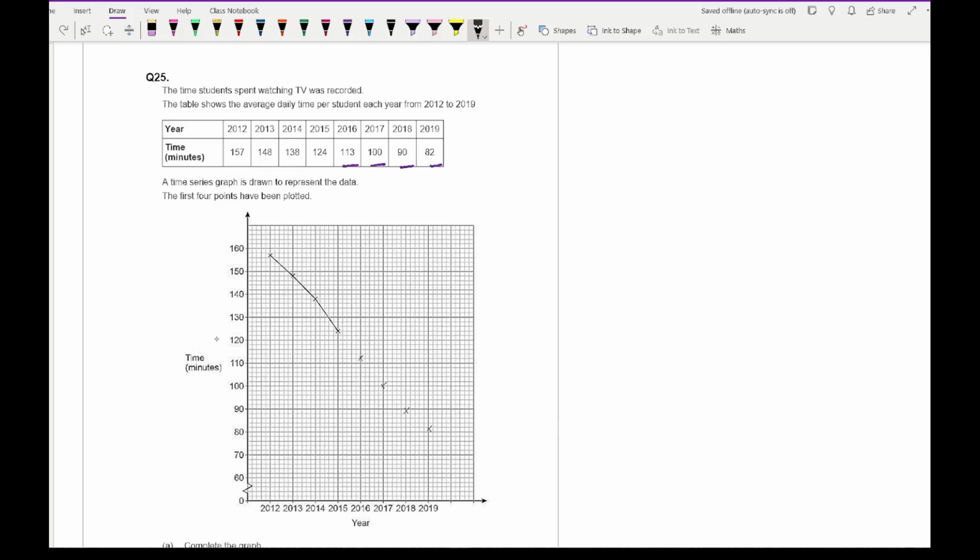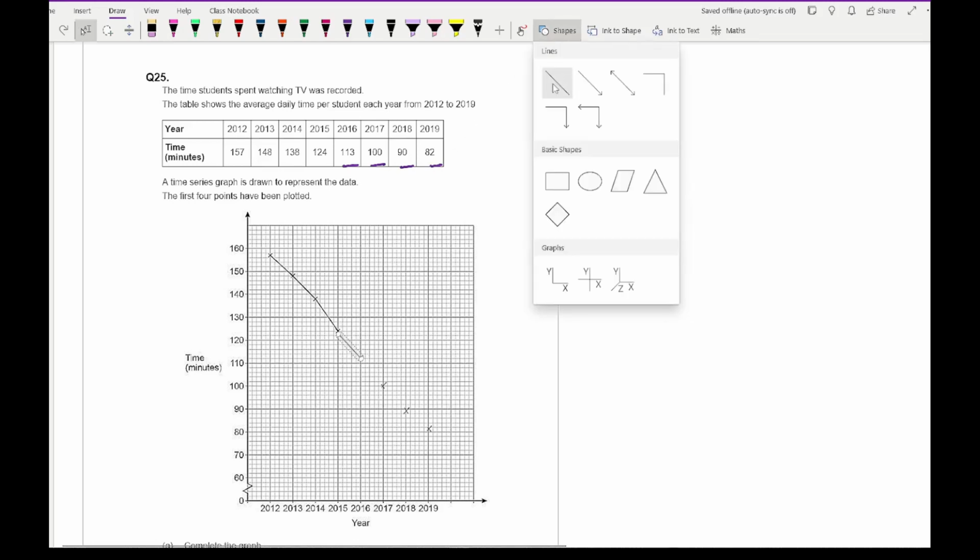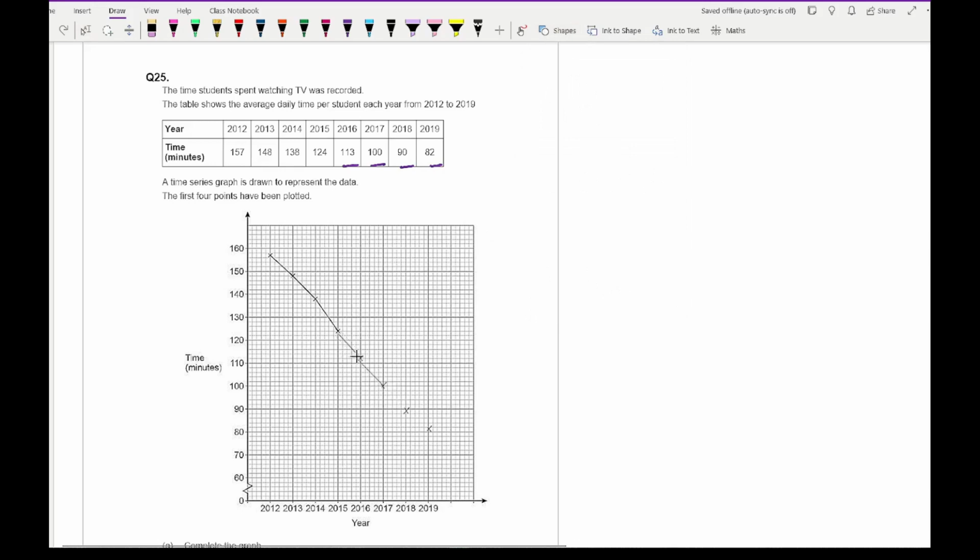And then what I then want to do is, with a ruler, join those points up. So let me just quickly do just that. And you're not drawing the line of best fit. You are connecting each consecutive point with a straight line.